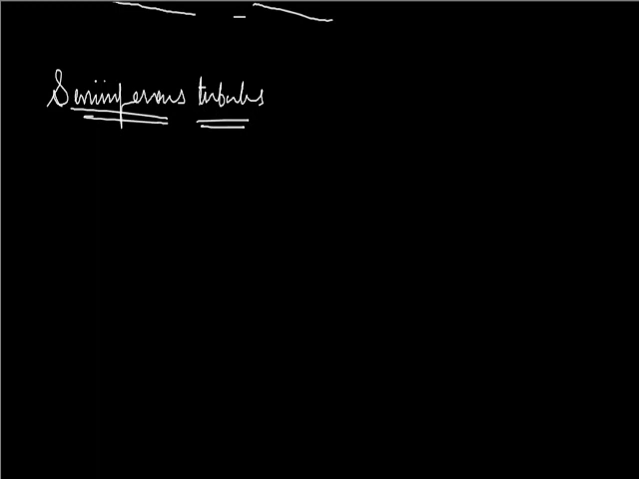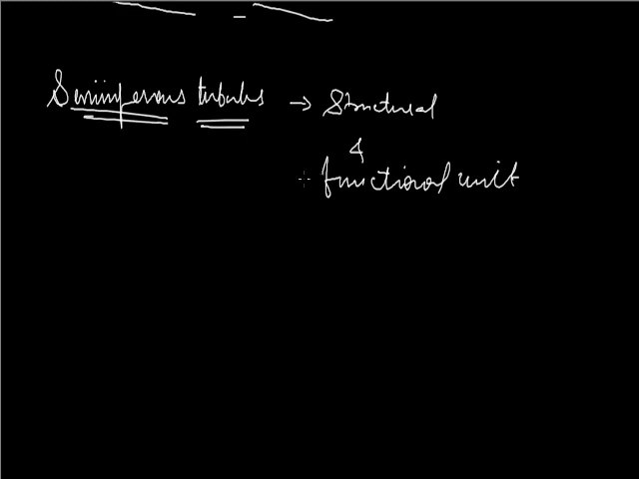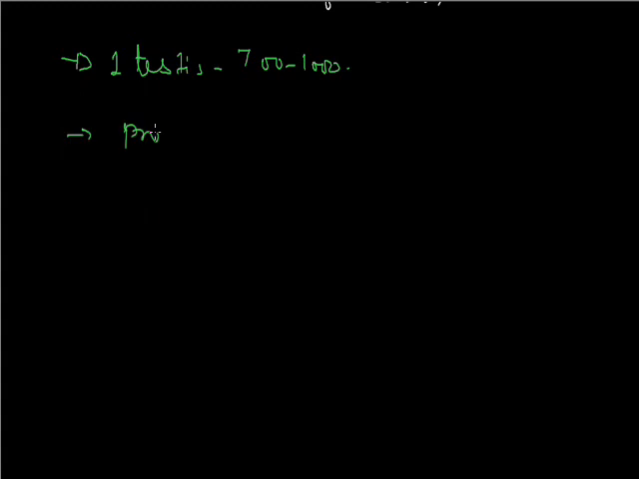Now we'll see the seminiferous tubules. So we can understand that seminiferous tubules are the structural and functional unit of a testis. It means the major function is to produce the sperm, and that function is performed by the seminiferous tubules. That's why we are calling them the structural and functional unit of the testis. On average, in one testis approximately 700 to 1000 seminiferous tubules are present. What is their main function? The primary function is production of sperm. It is not a very easy process, the production of sperm.